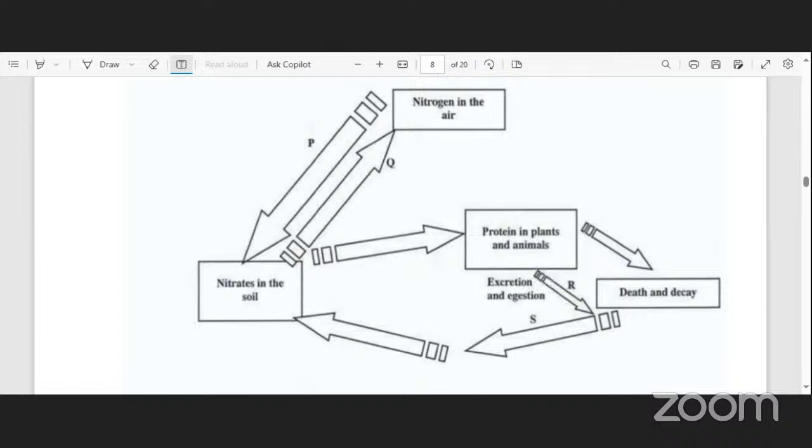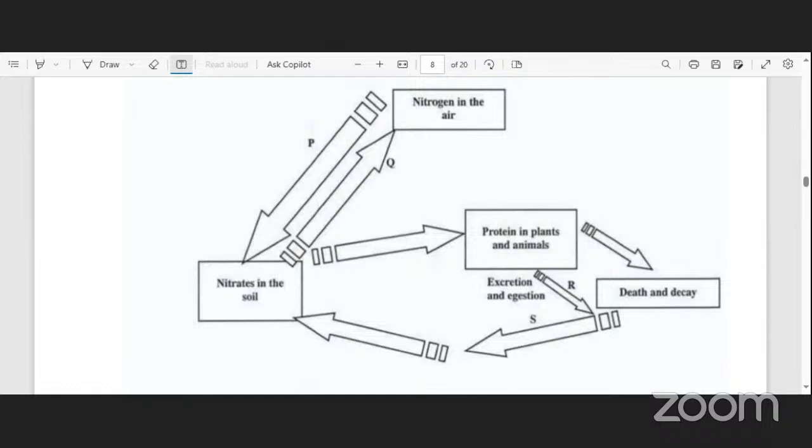So R would not be assimilation, because remember that excretion and egestion is where waste is being released into the soil, right? And through nitrification, this ammonia will be converted to nitrites and then nitrates.